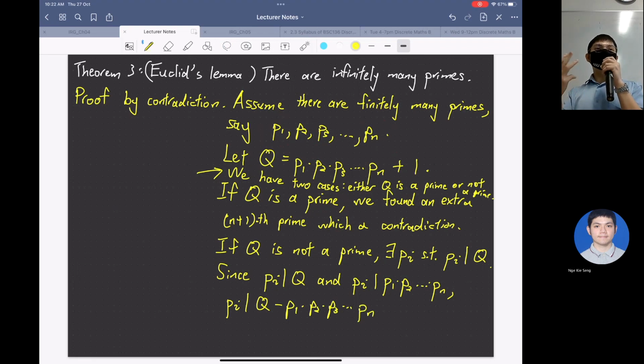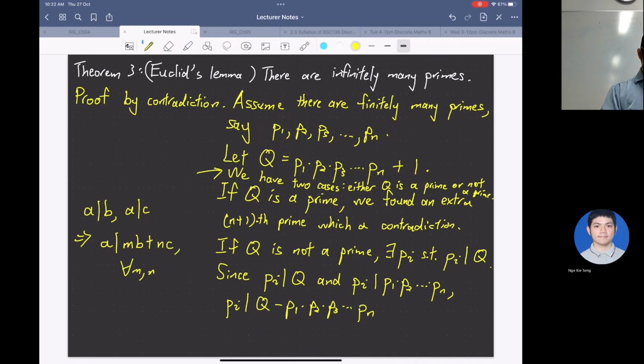Okay, right? Because remember, just now we proved that if a number divides two numbers, then it divides the sum of multiples of them. Do you want me to recall it? So A divides B and A divides C implies A divides MB plus NC, for any integers M and N.